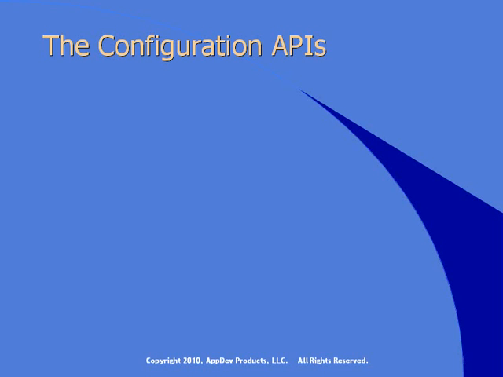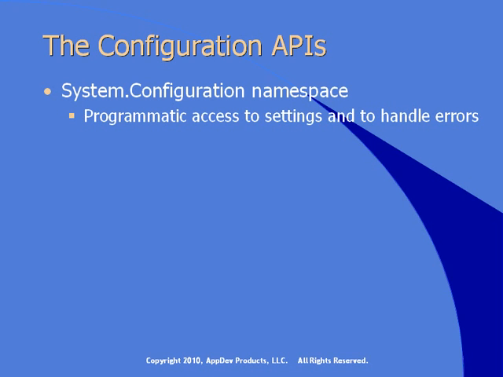The system.configuration and system.web.configuration namespaces both contain classes for manipulating configuration files at runtime. The first of those is the system.configuration namespace. This contains classes that you can use for programmatic access to settings as well as to handle errors in configuration files.